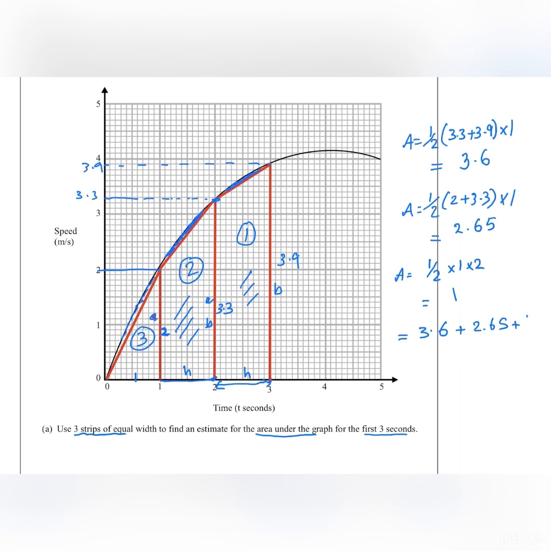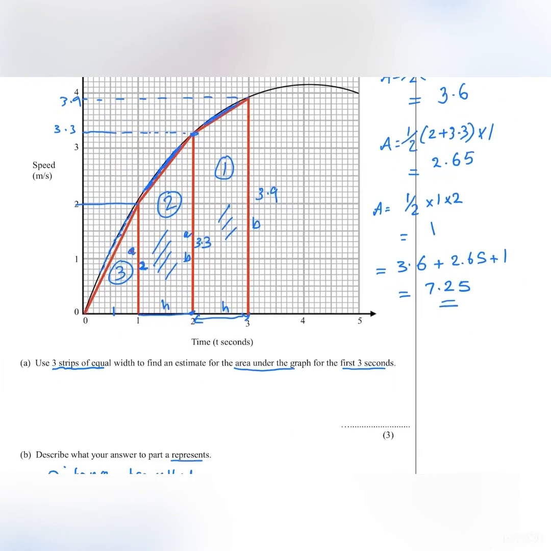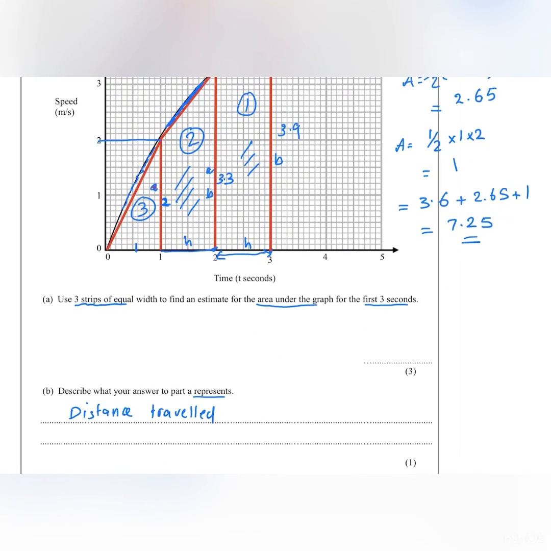2.65 and plus 1. Okay, so that is 7.25. Okay, so that is the answer for this question. And part B was describe what your answer to part A represents, and we already said it's the distance travelled.